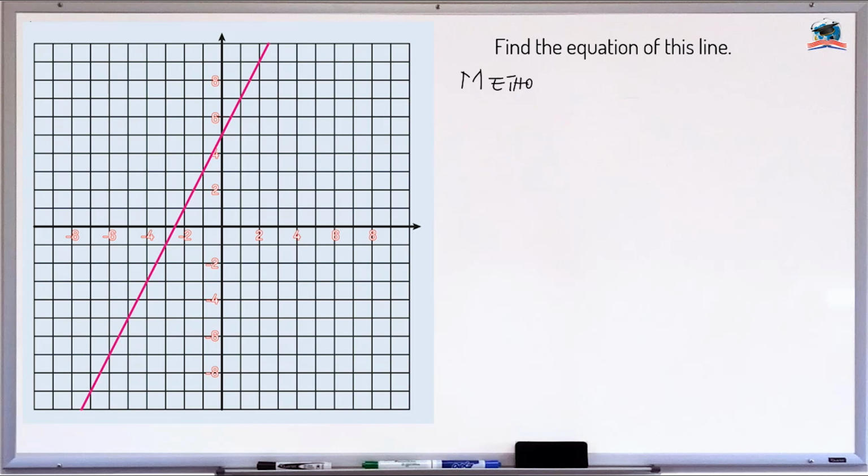Method 1. Okay, good. Now, to begin, we need to remember the equation for the straight line graph. We have y is equal to mx plus c. Beautiful. Now, this will be broken down into two parts.